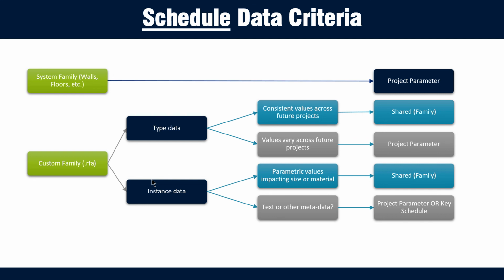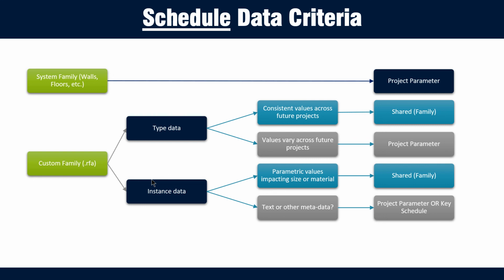All right, so custom family, again, I'll leave this up here for just a moment, but there are decisions whether you need to make type-based data or instance data. And the thing about the type data, if you want the values to be consistent across all projects, you're best off making it a shared family parameter. But if it can vary from project to project, then just make it a project parameter. It's not that big of a deal, all right? But think about the consistency versus more project specific.